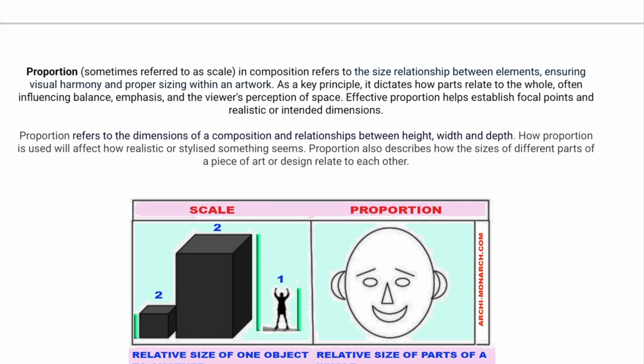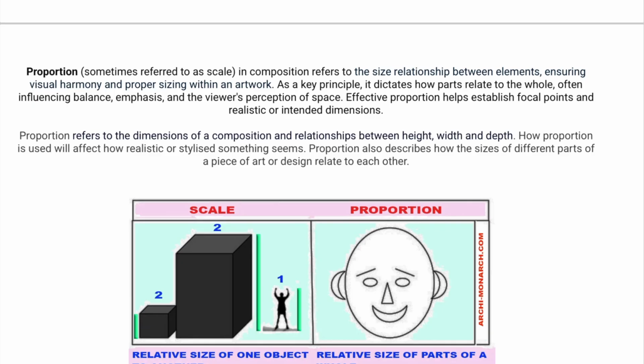We'll start with proportion, also sometimes referred to as scale, although I think proportion is more accurate. I think scale is sort of like a descriptor of proportion. So this refers to the size relationships between elements, ensuring visual harmony and proper sizing within an artwork. As a key principle, it dictates how parts relate to the whole. You can read all that right there while I just talk to you a little bit about what I personally think it is.